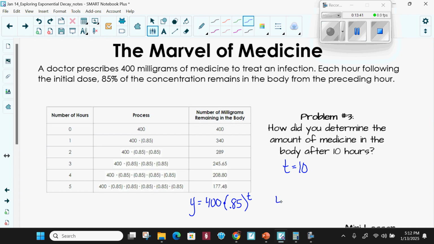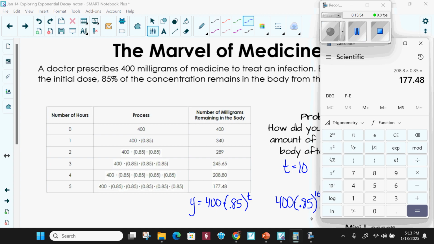So we're looking at 400 times 0.85 to the 10th power. Remember, this is not 0.85 times 10, this is to the 10th power. So using our calculator, let's clear everything out. We're going to do 0.85 raised to the 10th power. So that gives me this really long decimal. And then I'm going to multiply that by 400.